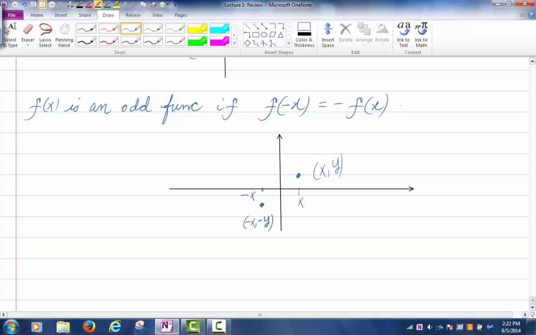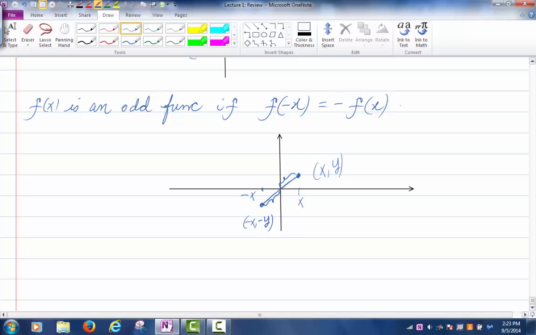Negative y. So if xy is on the graph, negative x, negative y is also on the graph. And what happens is that these 2 points are at the same distance from the origin. Okay, so if I join these 2 points, I'll be going through the origin. So the distance from here to here is the same as the distance from here to here.